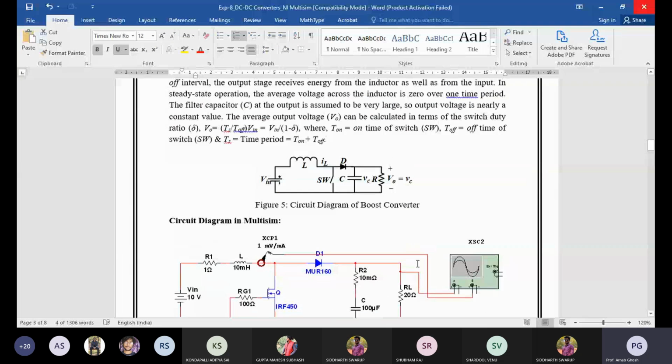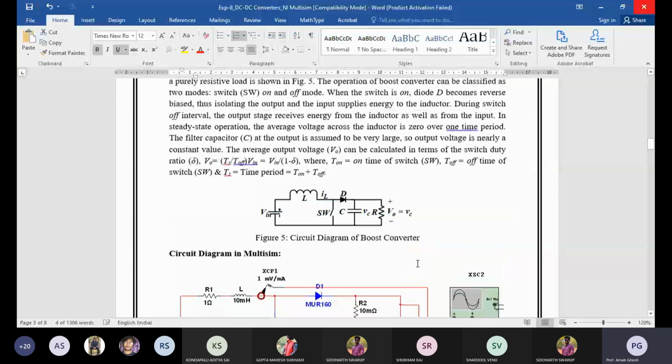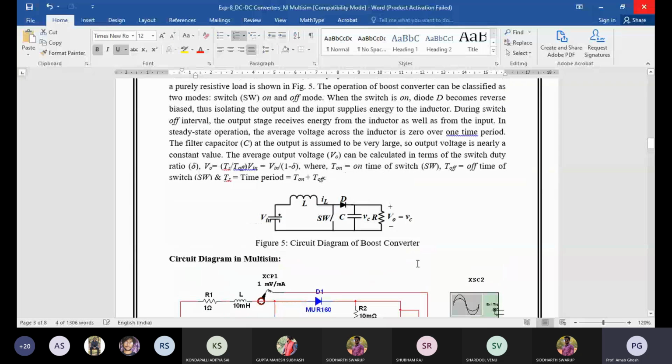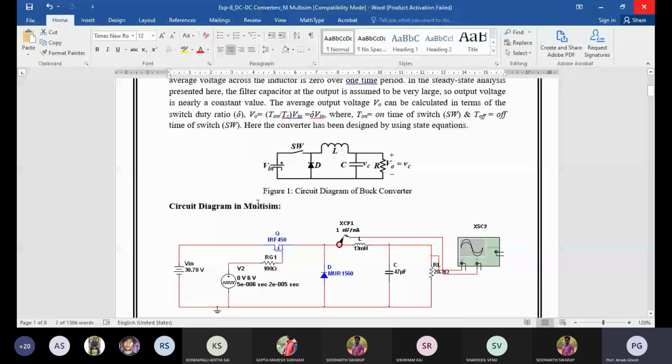However much input you provide, the output will be more than your input voltage, but the power will be the same. So input power is equal to output power. In the case of the buck converter, the output voltage should be less than the input voltage. So what will be the average output voltage? Similarly, you can calculate: output voltage into T on plus output voltage into T off, divided by T on plus T off, which is the total time T. In this way you can also calculate.